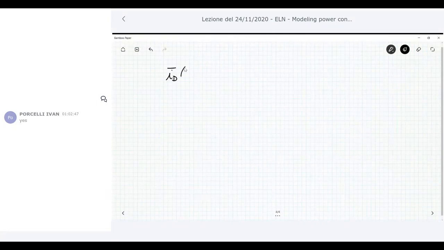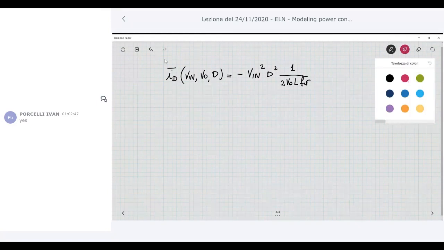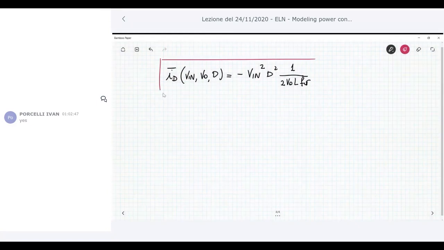repeat, was derived in order to make evident the dependencies of this current from V in, V naught, and the duty cycle. It is negative sign V in square d square 1 over 2 V naught LFS. Okay? So this is the value of the current that we can use for our diode.